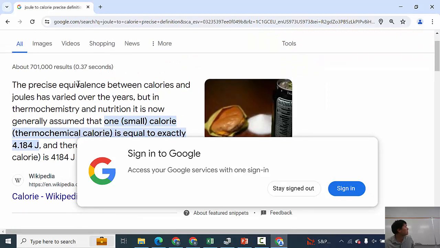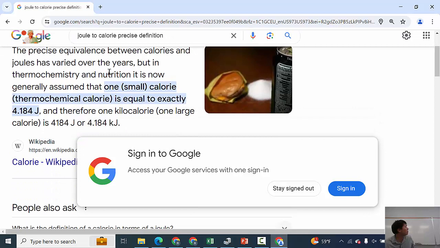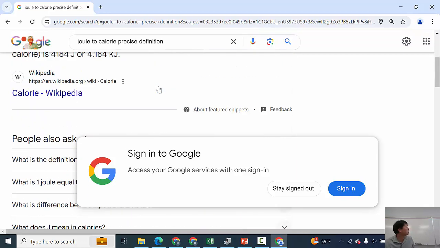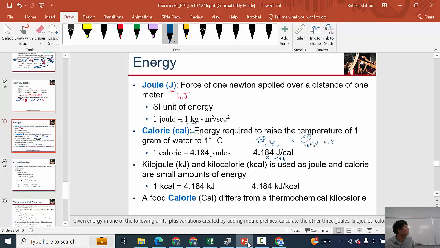The precise equivalence between calories and joules has varied over the years. But in thermochemistry and nutrition, it is now generally assumed that 1 calorie is equal to exactly 4.184 joules. It wasn't always like this. It's actually slightly different, but I think as a matter of convenience, they just changed it. This is the same thing with Avogadro's number. A whole bunch of things have been changed.